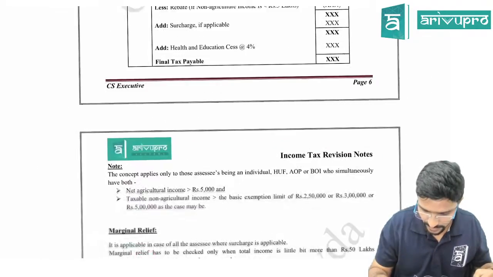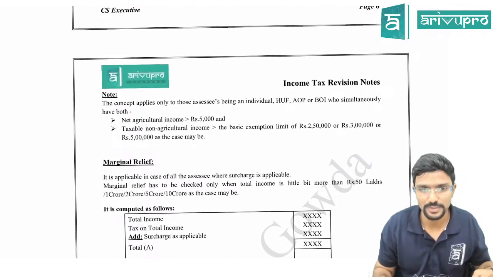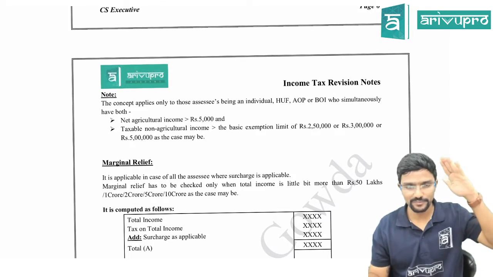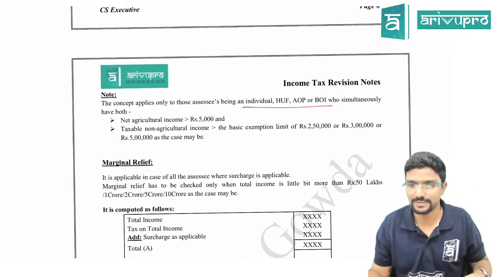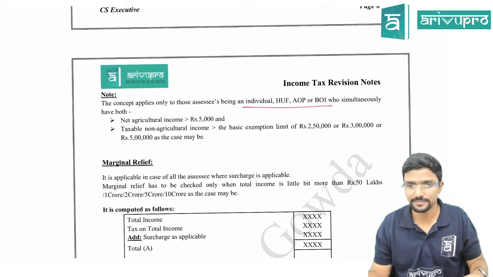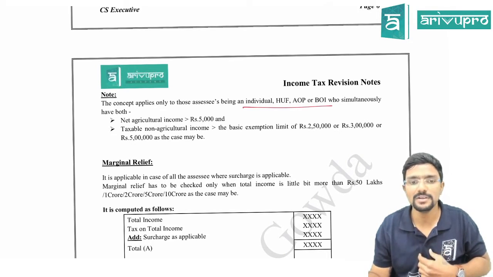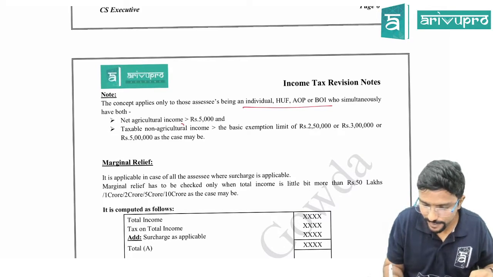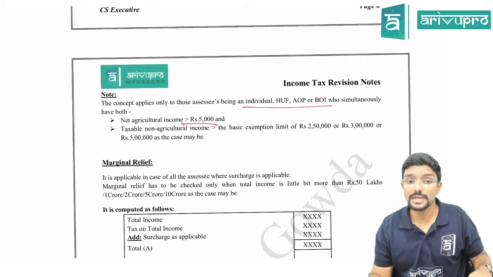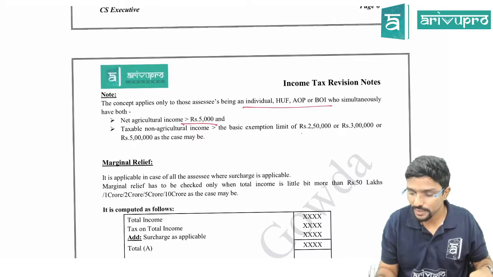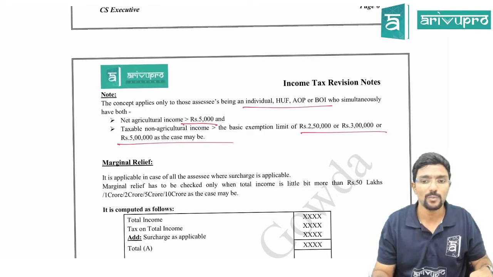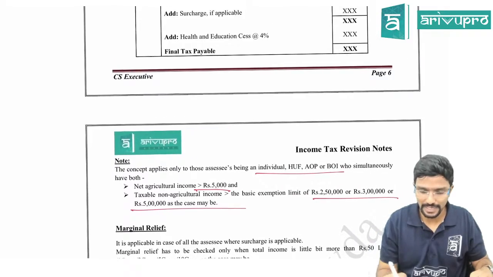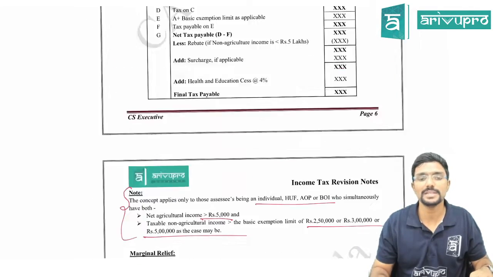Okay. So before that, we will see for whom it is applicable. This concept applies only, whatever we are discussing now, to individual, HUF, AOP, BOI, that is, slab rate assessees other than AJP, who simultaneously have net agricultural income of more than 5,000, and non-agricultural income of more than the basic exemption limit. Sir, the basic exemption limit might be 2,50,000, 3 lakh or 5 lakh under the old scheme depending upon your age. If you satisfy this condition only, this table is applicable for you.